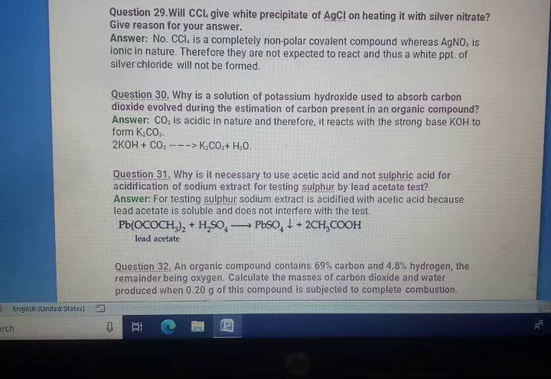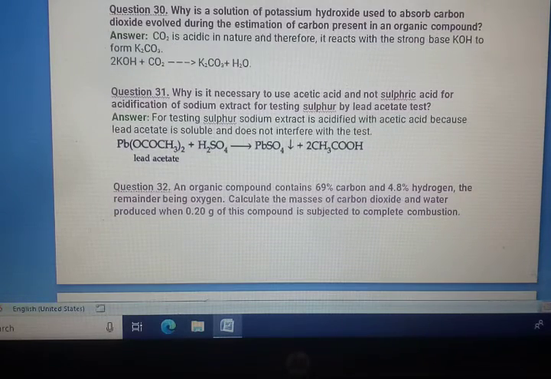Why is it necessary to use acetic acid and not sulfuric acid for acidification of sodium extract for testing sulfur by the lead acetate test? This was a very important question. I hope one of the students may have asked while I was explaining also. For testing sulfur, the sodium extract is acidified with acetic acid because lead acetate is soluble and does not interfere with the test. Here you can see lead acetate plus sulfuric acid gives lead sulfate plus acetic acid, right?